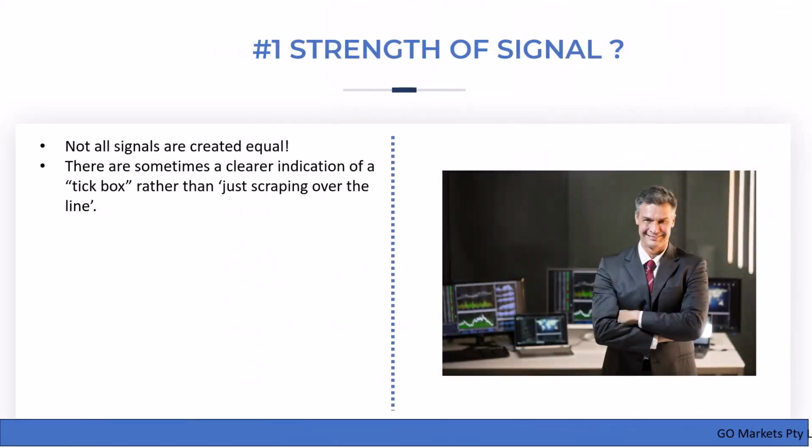The first one is strength of signal, because not all signals are created equal. There is sometimes a clear indication, a tick box, rather than just scraping over the line. You could take, for example, a move through resistance. Quite often, what we'll do is suggest people put a spacer, an ATR spacer, in between that key level, perhaps half an ATR up. So if it was an FX trade and ATR was 20, you might put it 10 pips to the upside to make sure that it's closed in a territory which suggests that that breakout is happening.